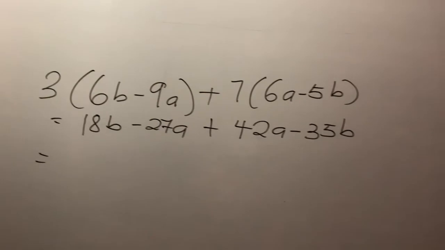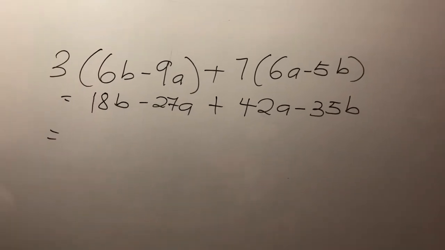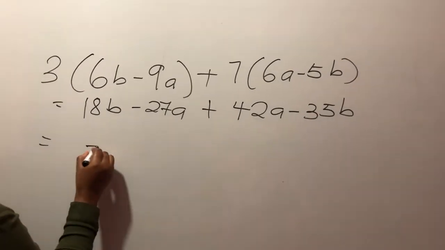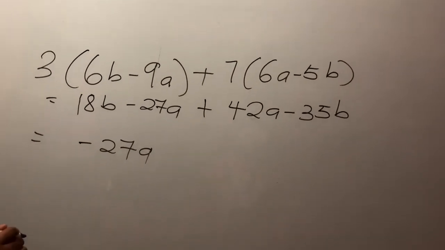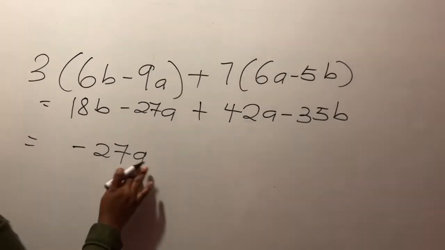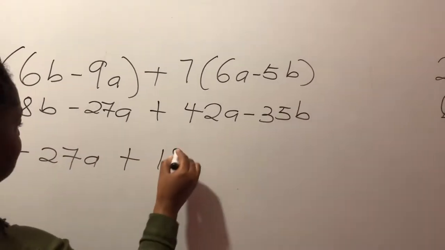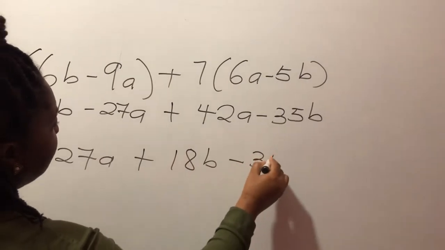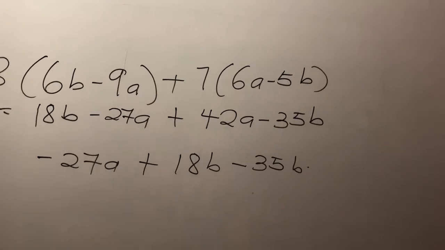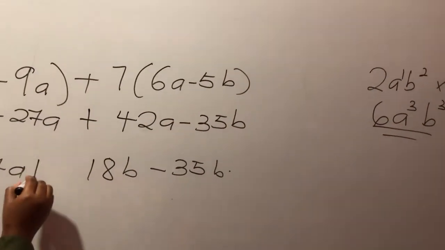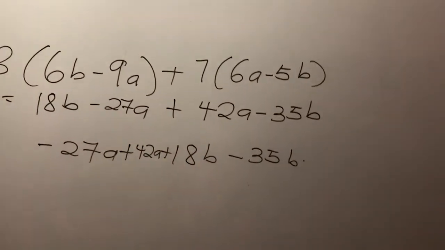What are we doing for the next step? We are grouping like terms. So we have minus 27a plus this 18b is a plus there. So you have plus 18b minus 35b. So we have grouped the like terms. So sorry, I left the 42. So plus 42a. So now this is simple, right?